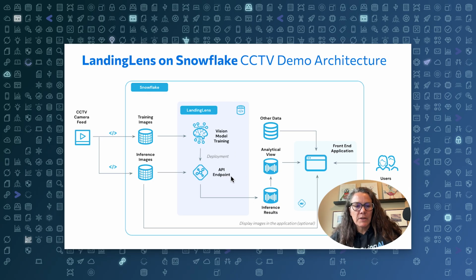Once we have that endpoint available, we can gather our images for inference, send them to that endpoint. That's going to give us an inference result in JSON. We're going to parse that JSON and store it in a table, and then do some aggregations to store an analytical view from that. Then we're going to use Streamlit in Snowflake to create a front-end application that draws from that view. My particular demonstration doesn't use any other data from Snowflake.